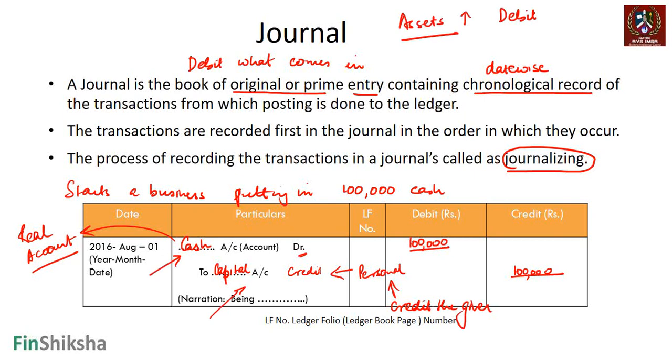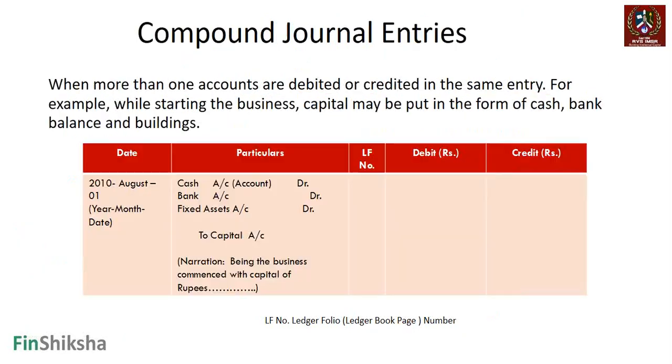There are more pointers to remember in this journal. The first part of the journal entry is the date on which the transaction happens. So chronologically, you will put the date, particulars, and you can put the narration here: being money provided on account of starting the business. There is a ledger folio number available here. It's basically in the ledger page book. Where do you find this entry happening? What is the debit amount? What is the credit amount? That's how basically a journal will appear, right?